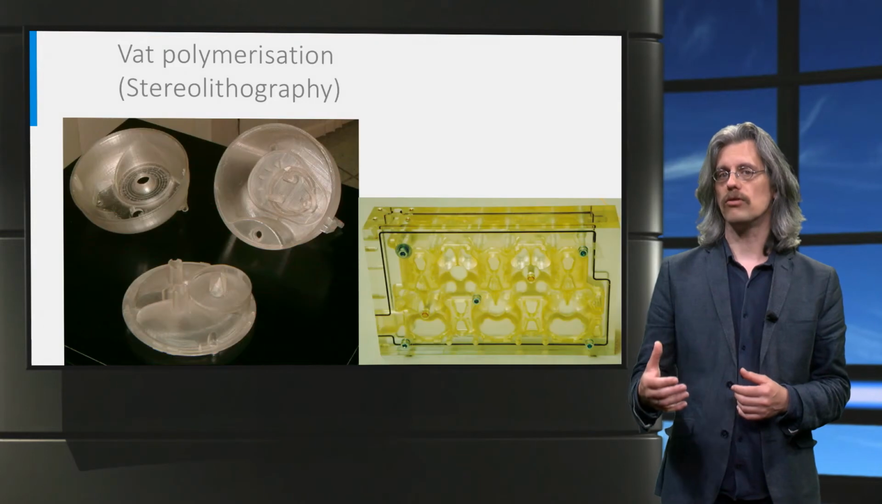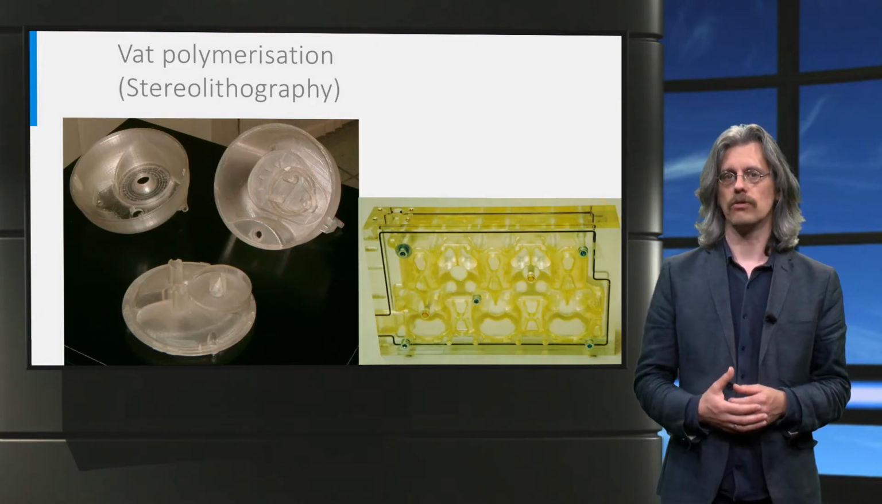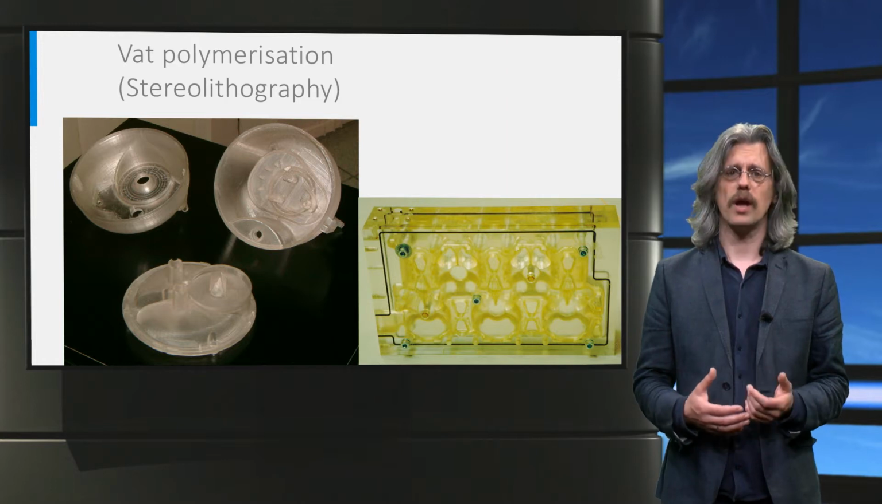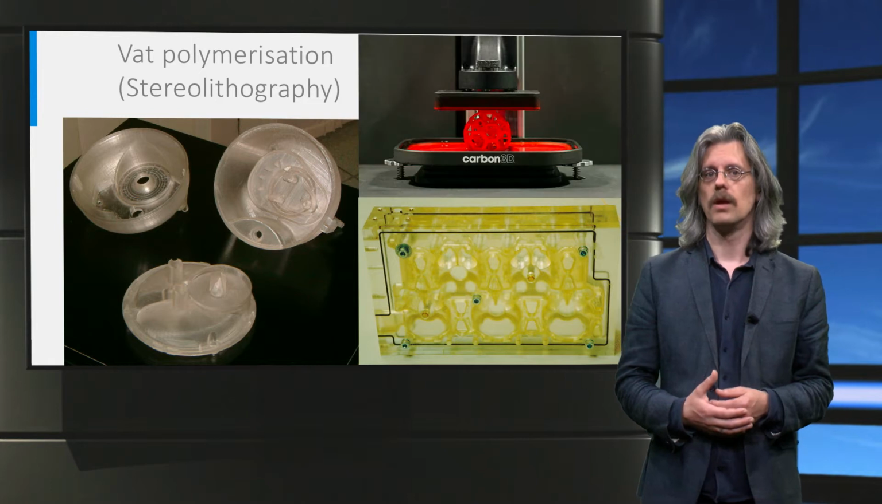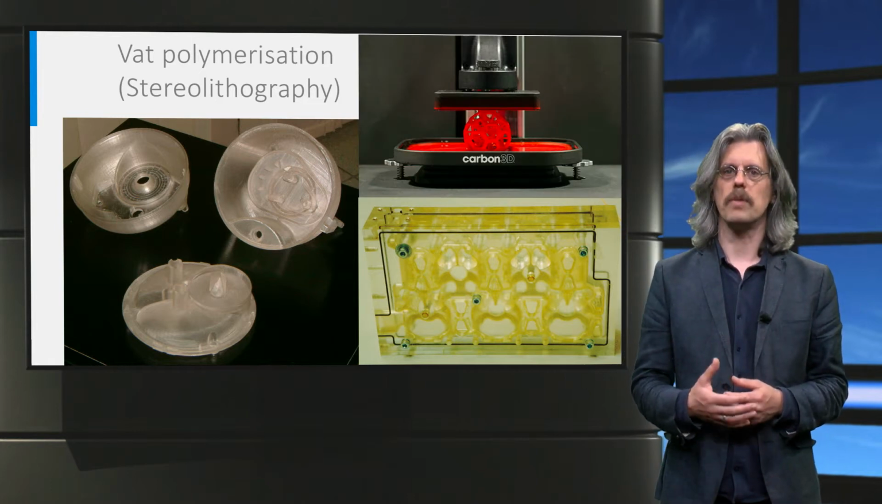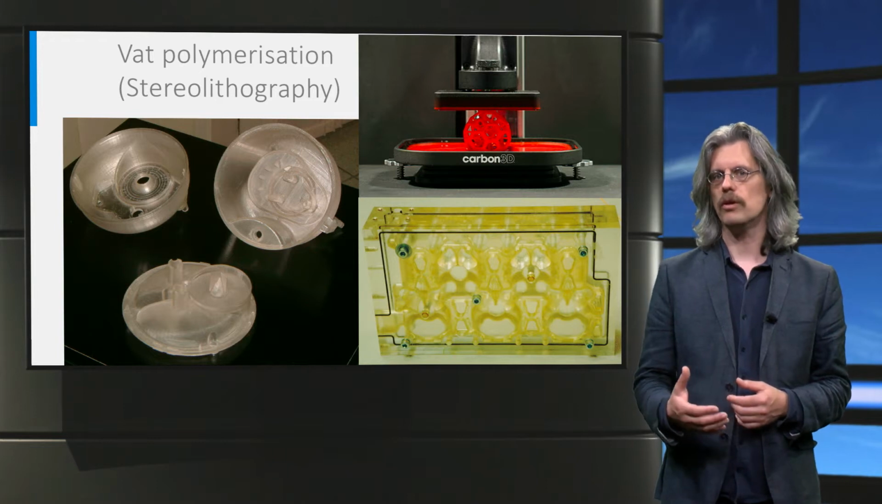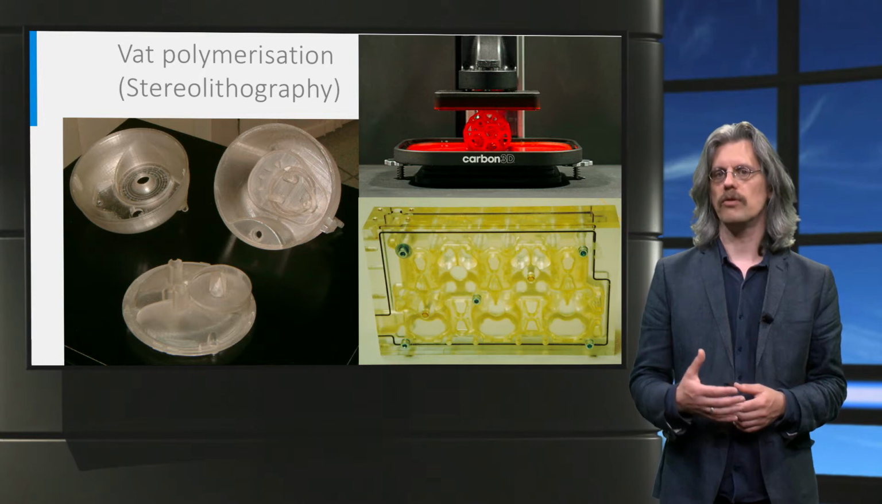One of the advantages of this technology is the ability to build models with fine details. However, overhanging structures require so-called support structures. And recent developments have shown that the building speed can be dramatically increased through clever use of the chemical reaction that causes the solidification of the photopolymer.